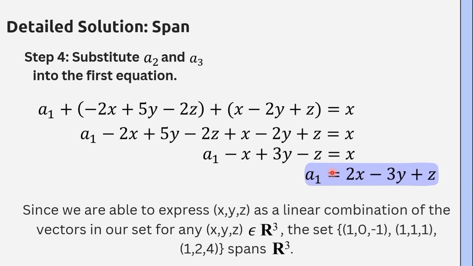Since we are able to express x, y, z as a linear combination of the vectors in our set for any x, y, z, an element of R3, then the set (1, 0, -1), (1, 1, 1), (1, 2, 4) spans R3. So we've just finished proving the spanning part of our set, and we are on to the next condition.